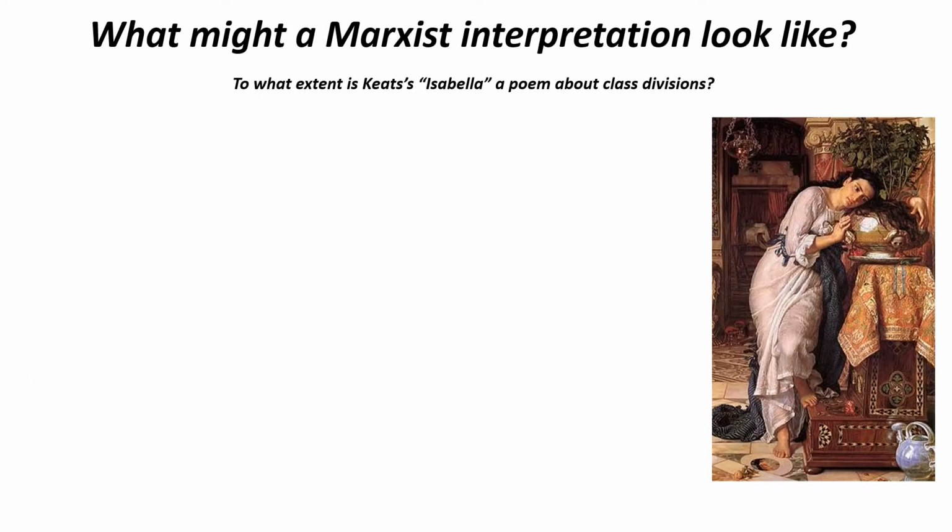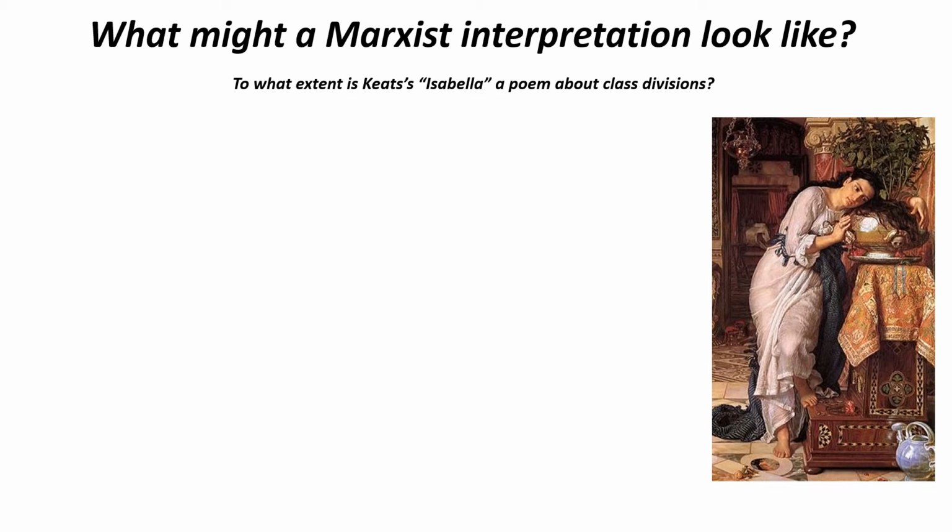So what might a Marxist interpretation actually look like then? Well, here I've taken one of the poems that's on the A-level course for AQA, and it's Keats's poem Isabella, and I'm posing the question, to what extent is Keats's Isabella a poem about class divisions?